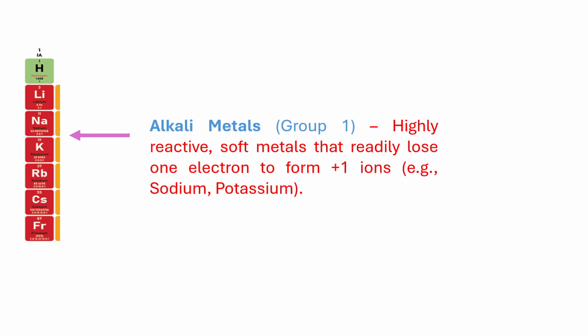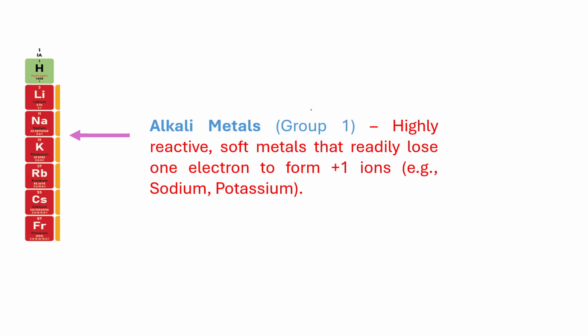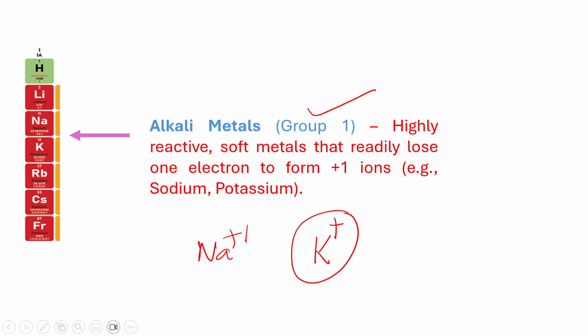So the first group, this one right here, is starting with hydrogen and ending with Fr, francium, is called the first group and is called the alkali metal group. So the first group or group 1 is alkali metals, and it is highly reactive soft metals that readily lose one electron and forms plus one ion. For example, sodium Na will lose one electron very easily and form sodium plus Na plus ion, and potassium will do the same, will lose one electron and form K plus ion.